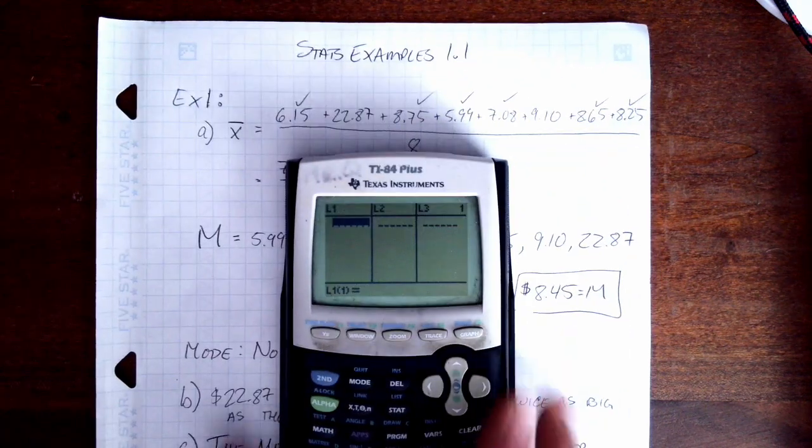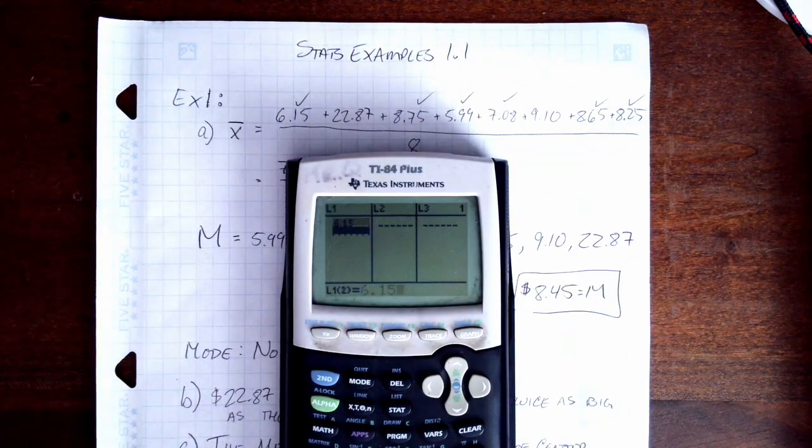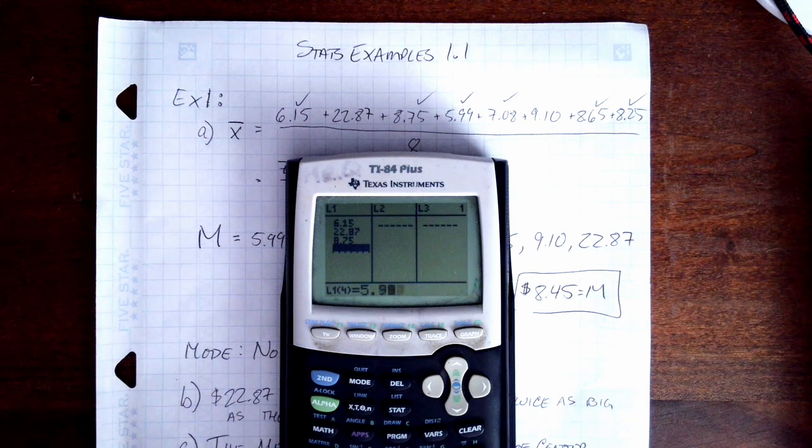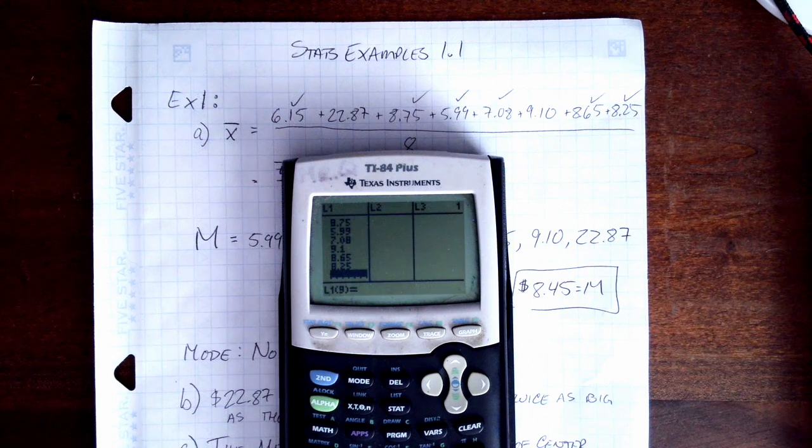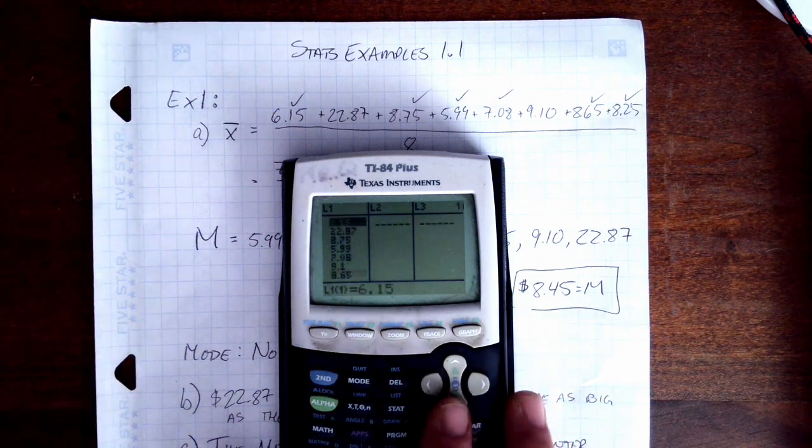So let's put all of our numbers in. 6.15, enter. We're all putting them into the same list, L1. 22.87, enter. 8.75. That'll only take it as 9.1, because the calculator assumes that you mean a decimal where we don't need trailing digits or trailing zeros. And those are all of our numbers in a nice list, L1.